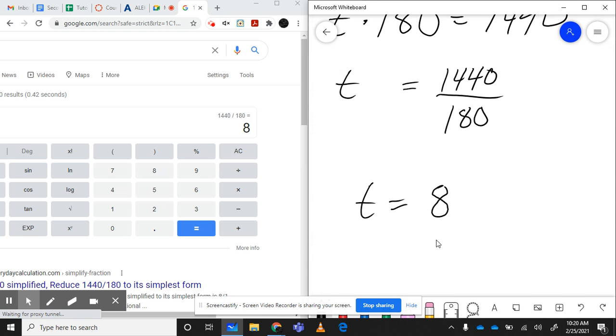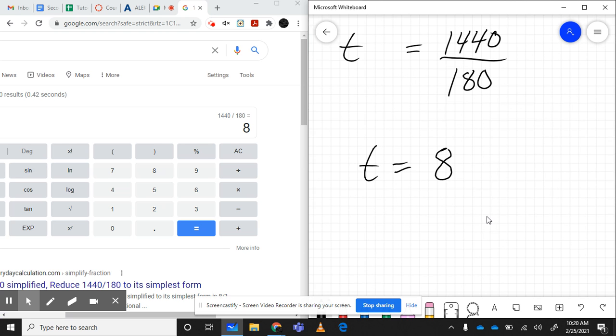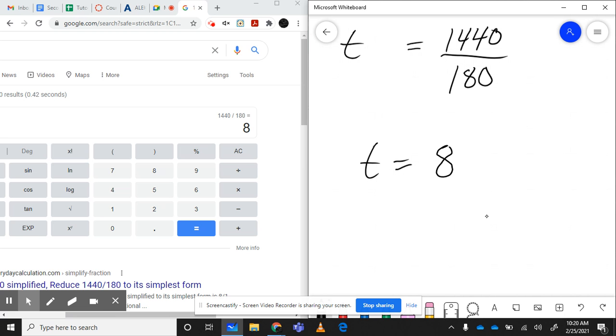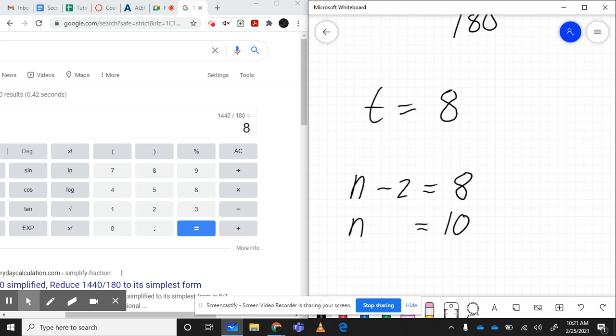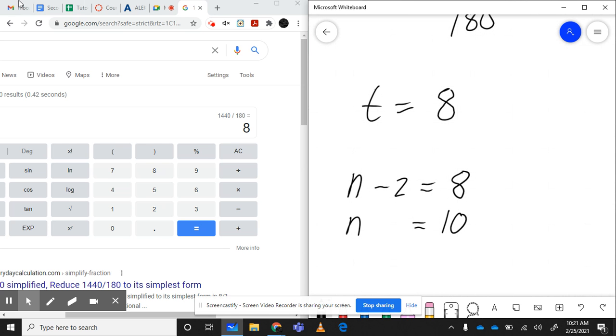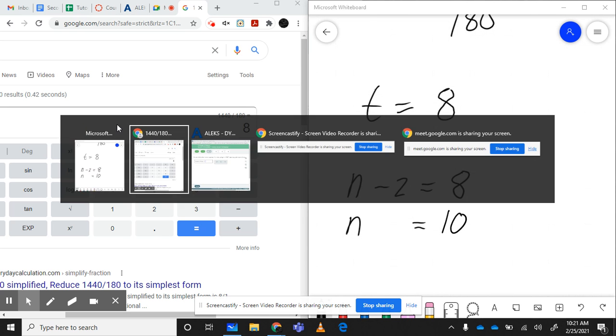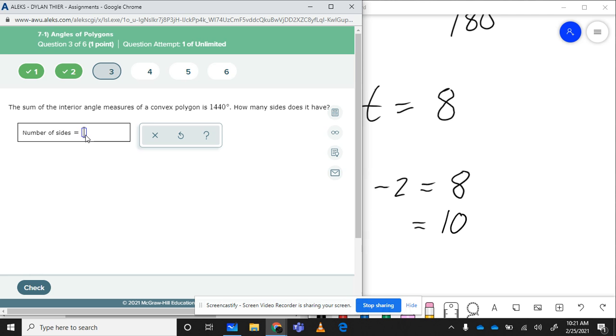Now, that does not mean I have an 8-sided shape, right? So our number of sides minus 2 was going to be the number of triangles we got. So if the number of triangles we have in this one is 8, that means our number of sides must be 10. Right? I would add 2 to both sides of that equation, and I would get that I have a 10-sided shape, or a decagon.